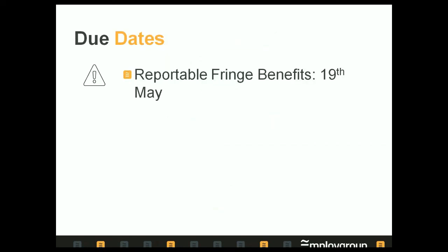Moving on to key dates. Reportable fringe benefits were due to be submitted by the 19th of May. However, we have extended the deadline for RFB submissions to the 13th of June. If you haven't already submitted your RFB data to Aussiepay, please ensure you submit this information to us by the 13th to ensure a smooth payment summary production process.